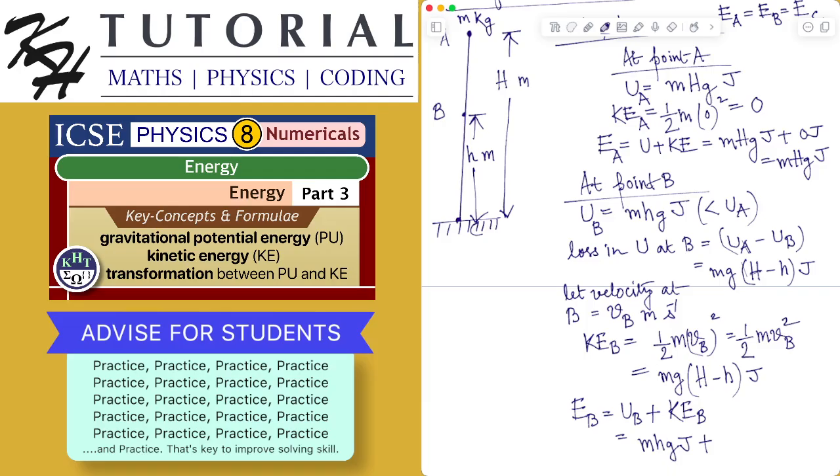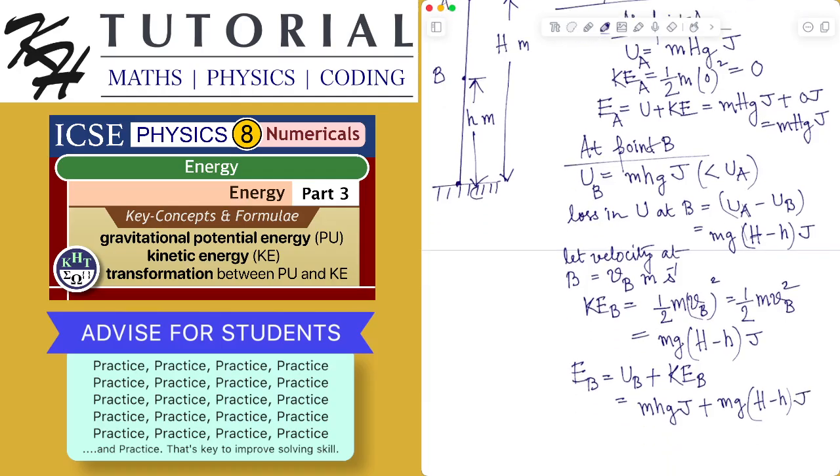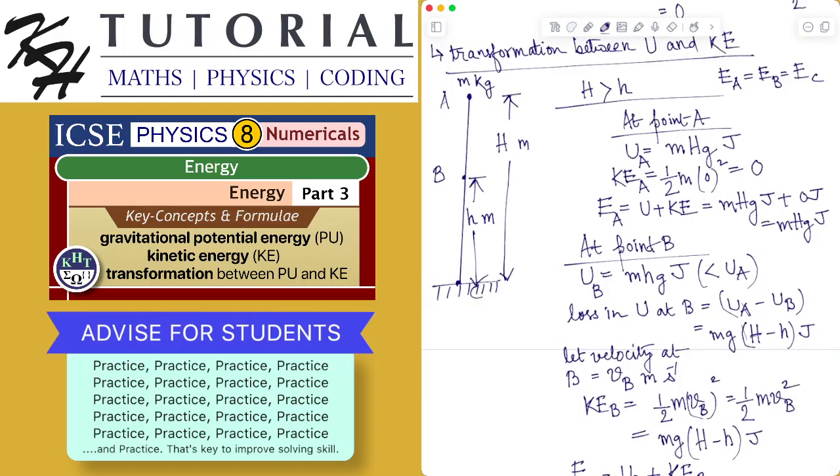Kinetic energy is mg(H minus h) joule, because the body was in motion and gained some velocity. We are assuming the velocity at the point B to be Vb, so it gains some kinetic energy, which is half m Vb square. Now this kinetic energy the body gained because it lost some potential energy. So the loss in potential energy when the body came from A to B is equal to the kinetic energy that the body gained at the point B.